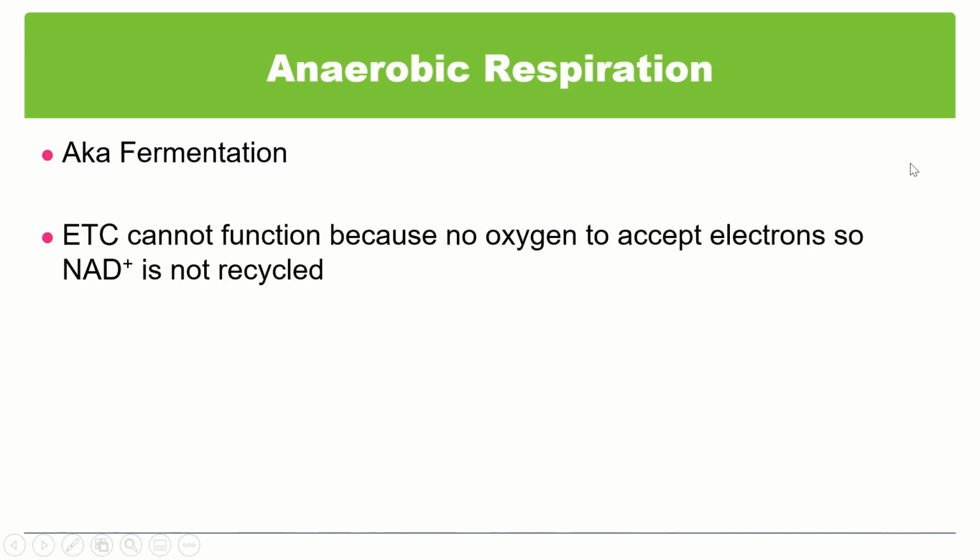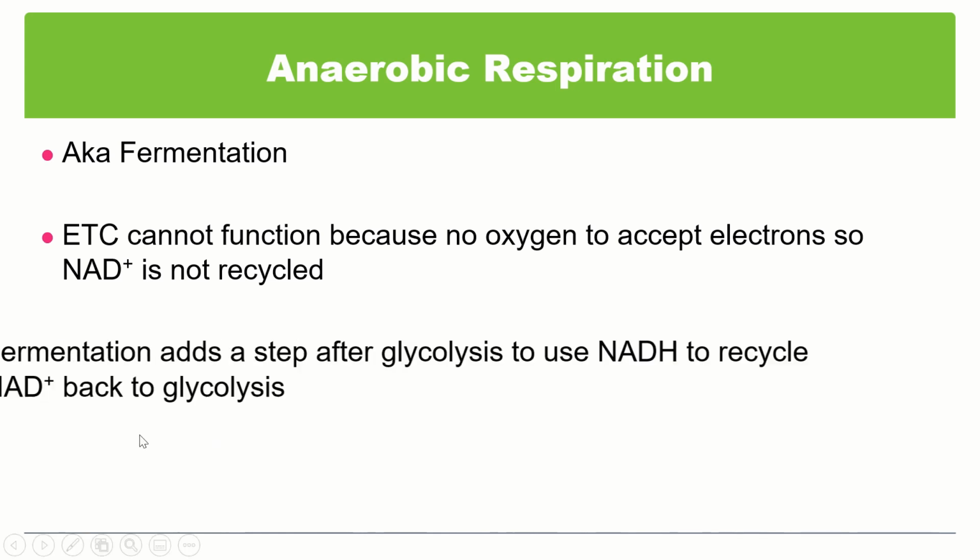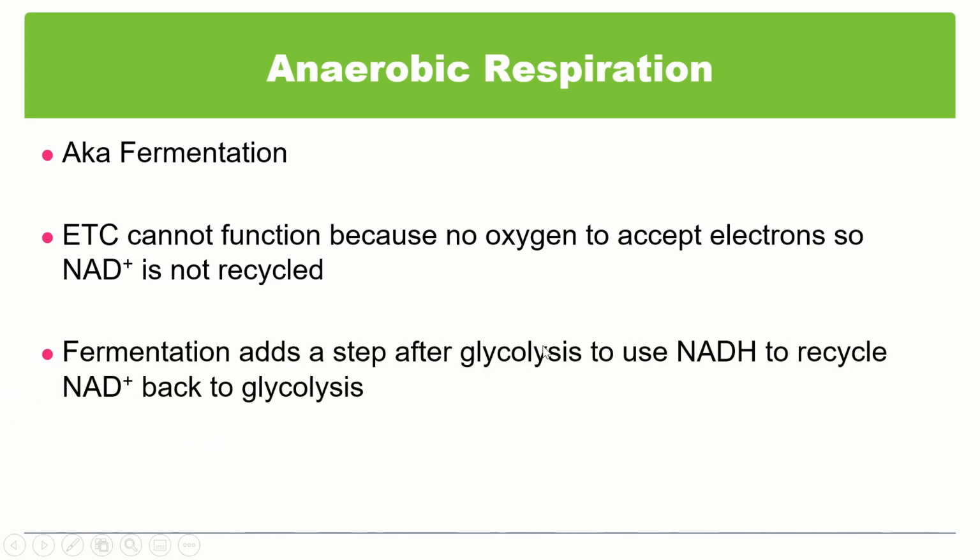And the point of this process is that since there's no oxygen, the ETC, the electron transport chain, cannot function, because there's no oxygen to accept the electrons, in which case the cell is not using up the NADH to recycle the NAD plus back to glycolysis. So fermentation just adds a step after glycolysis to use up the NADH to recycle the NAD plus back to glycolysis so it can keep doing glycolysis to make at least a little bit of ATP. Because remember, glycolysis does make a net gain of 2 ATP.